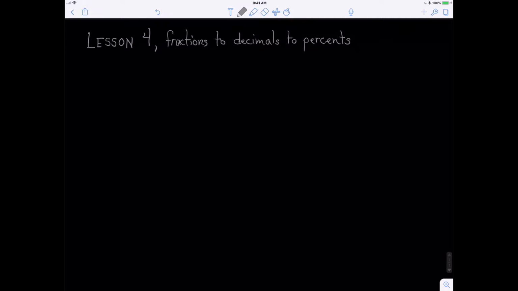Hi, and welcome to Lesson 4. In this lesson, we are going to be looking at fractions to decimals to percents. Now, we learned in the last lesson what a fraction was, and I want to start there.